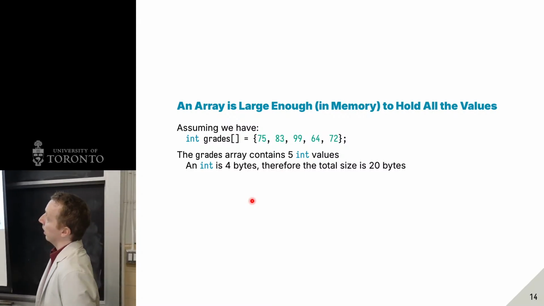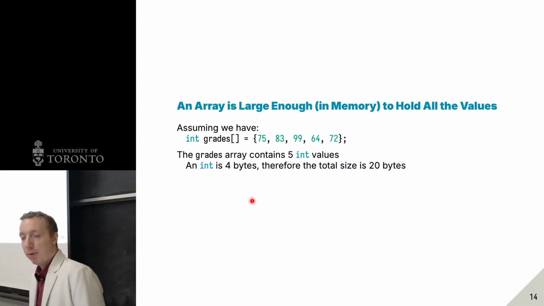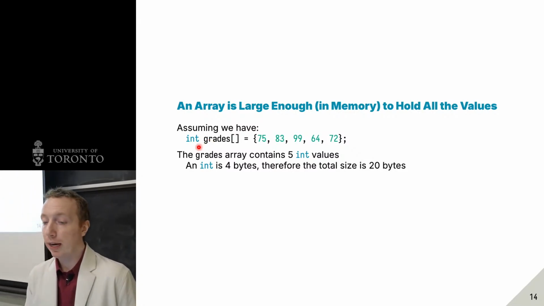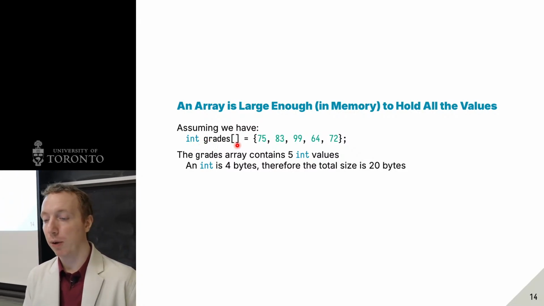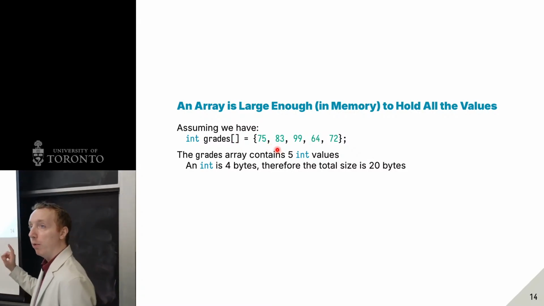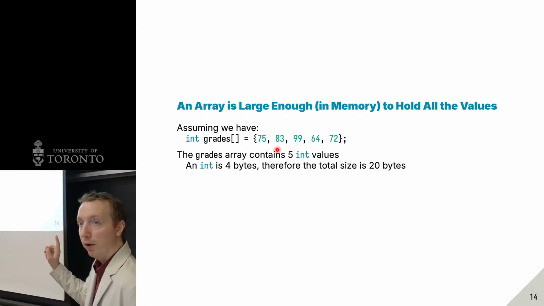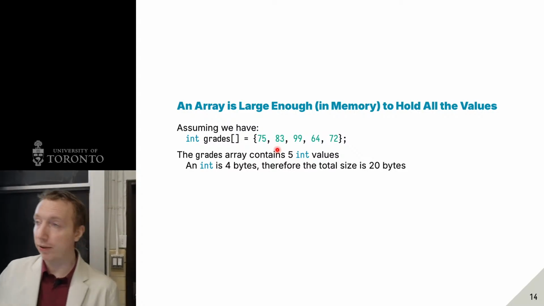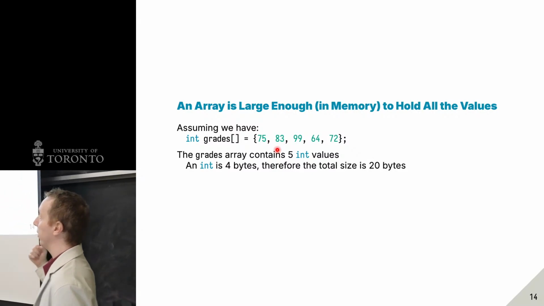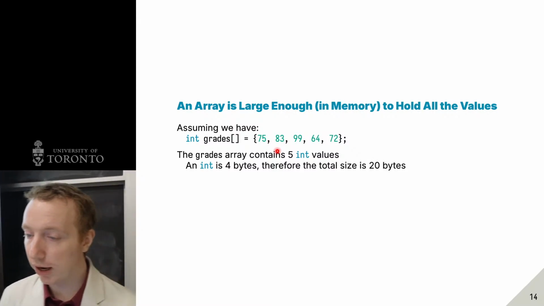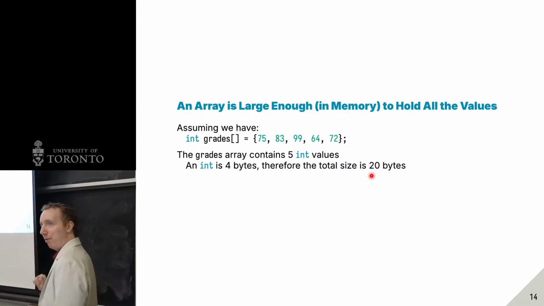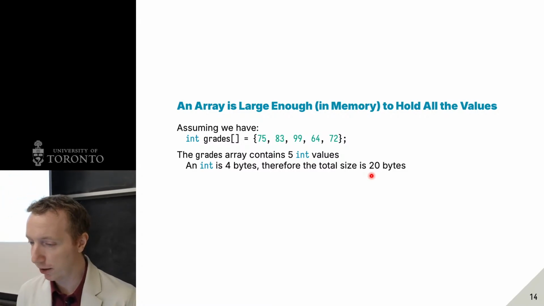So we have to talk a little bit more about memory. An array is large enough in memory to hold all the values. So if I have int grades square brackets, so I let C figure it out, and I assign 5 int values, well, that grades array will be able to hold 5 int values. We know the size of an int is 4 bytes, so the total size of the array is just 4 bytes times however many ints there are. So it's 4 times 5. So the total size of the array is going to be 20 bytes. Everyone okay with that calculation? Don't worry, math isn't that hard in this course.